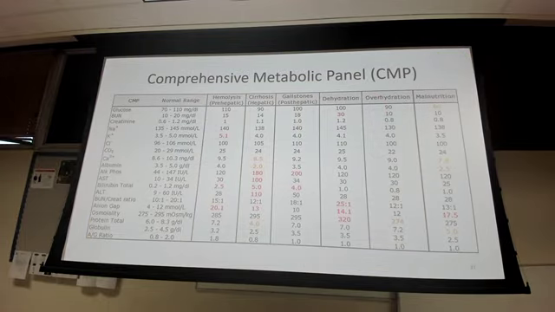So here's another CMP panel. Dehydration, remember I said, know that you had those dehydration numbers, right? BUN is increased, BUN creatinine ratio is increased, anion gap is increased, and osmolality increased. You'll see that in dehydration.